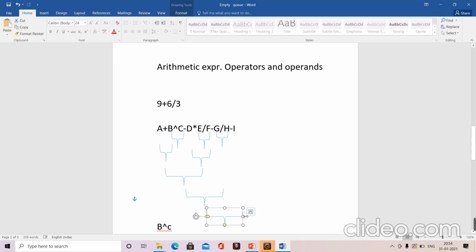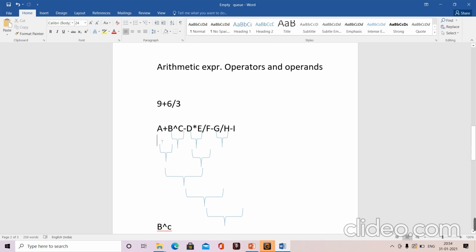So this is how we perform the arithmetic expression. So B and C will be performed first, and then D and E. It should be D and E here, not E and D. All right. So B and C will be the first operation to be performed. Then D into multiplication into E will be second, and third will be the result of D into E will be performed with F. That will be the third step. Fourth will be G divided by H.